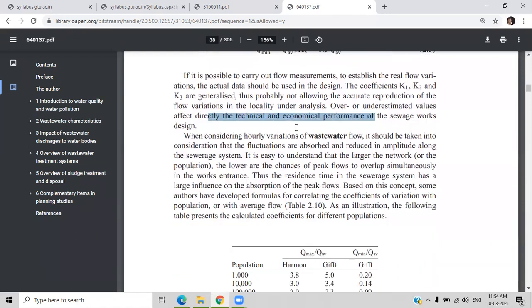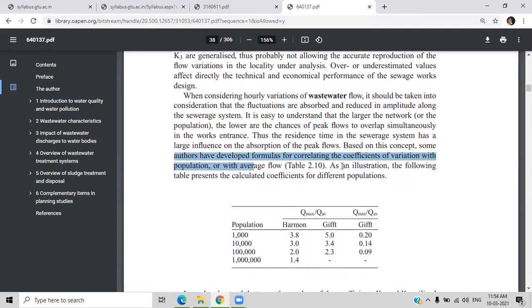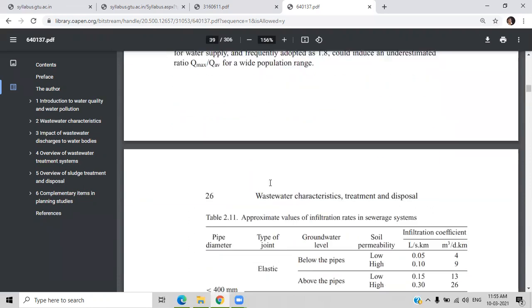When considering hourly variation of the wastewater flow, it should be taken into consideration that the fluctuations are absorbed and reduced in amplitude along the sewage system. It is easy to understand that the larger the network, the lower the chances of the peak flows overlapping simultaneously at the work entrance. Thus, the residence time in the sewage system has a large influence on the absorption of the peak flows. Based on this concept, some authors have developed formulas correlating the coefficient of variation with the population or with the average flow. As an illustration, the following table represents the calculated coefficient for different populations.